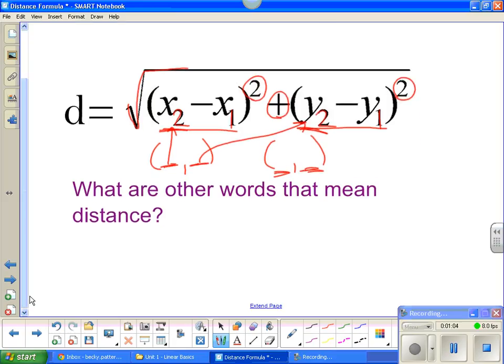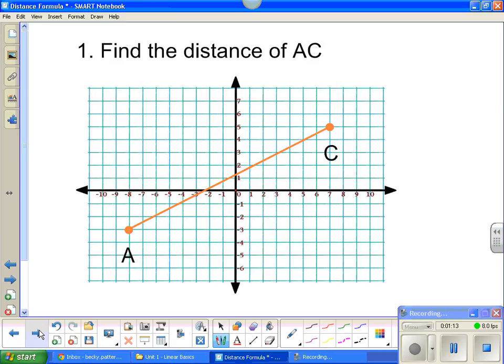Other words that mean distance are length. So find the distance of AC. Some people think that they can come in here and try to count, but those aren't whole blocks. So you have to use the distance formula.